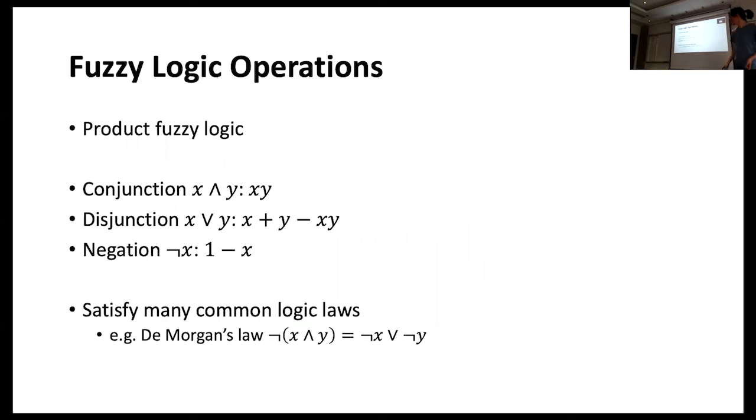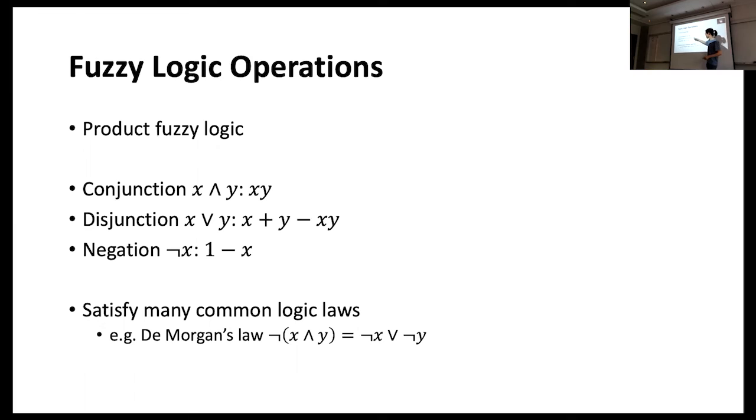What we use here is called product fuzzy logic, while you may also try other fuzzy logic systems like min-max fuzzy logic, or maybe Lukasiewicz fuzzy logic, if I remember correctly. In the product fuzzy logic system we used here, the conjunction is defined as the product, disjunction is defined as x plus y minus xy, and negation is defined as 1 minus x. So every operation gives output in the range of 0 and 1.